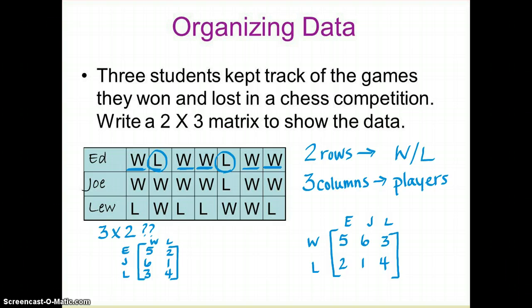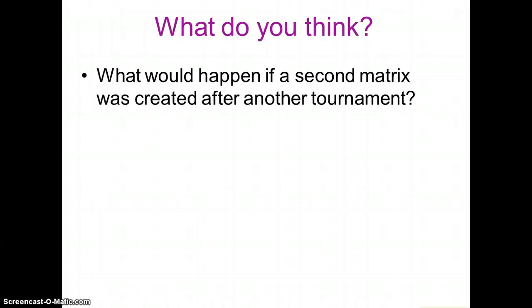All right, so just a couple of questions for you to ponder before we move on. If I'm working with this situation about the wins and the losses, what could I do if I had a second matrix created with wins and losses after they went to another tournament? Would I want to set my matrix up in the same format as I had previously? Would it make a difference if I set it up in a different format? What would you do if you were setting up another matrix to represent another tournament?